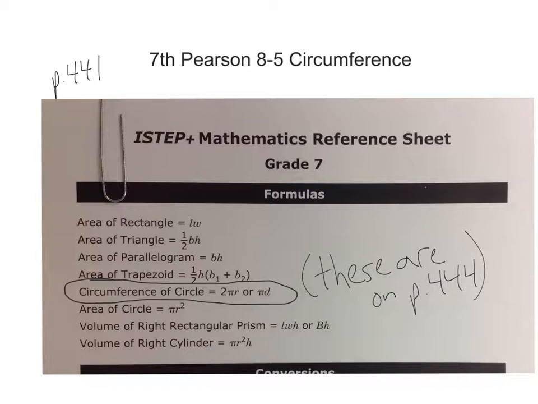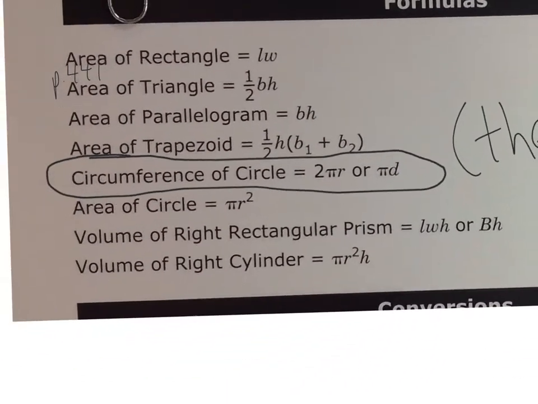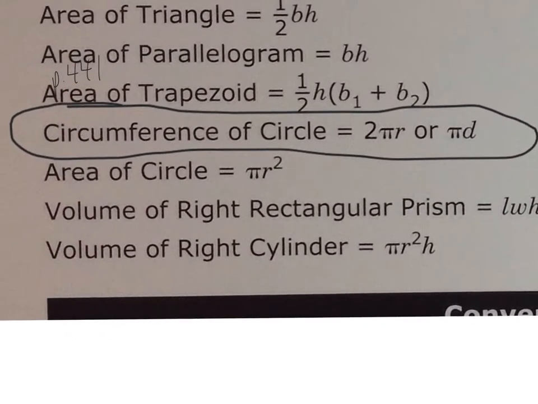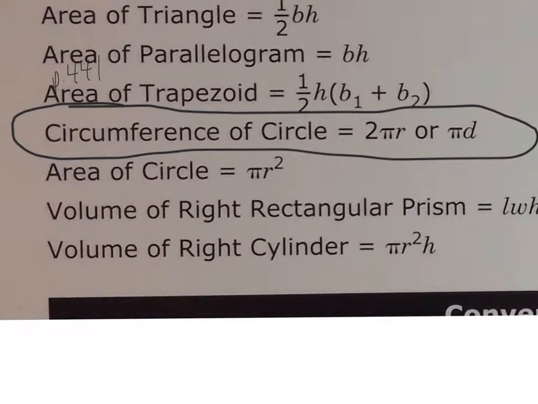So this is page 441 in your book, but this is looking at the reference sheet for ISTEP. On the reference sheet for ISTEP, there are two different ways that they have listed this formula for the circumference of a circle. It's 2 pi r or pi times d. And you might say, well, how can we have two formulas for the same thing? Well, it's basically just depending on, am I given the radius or am I given the diameter?